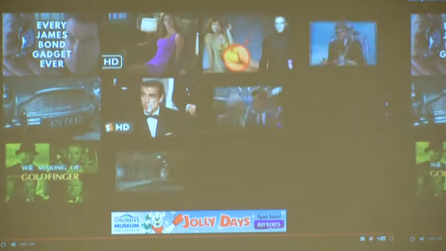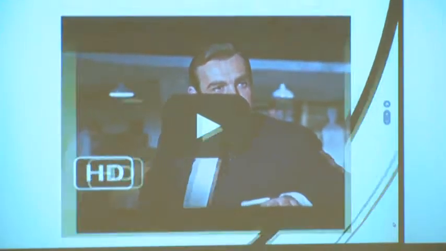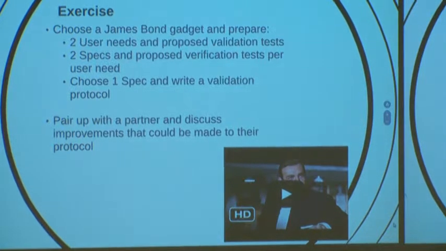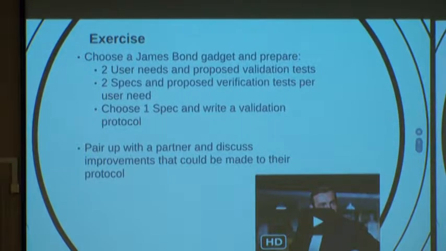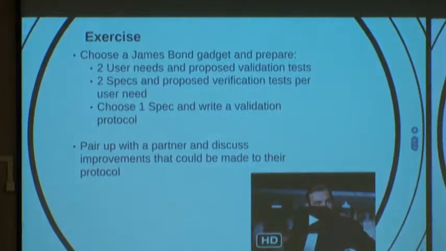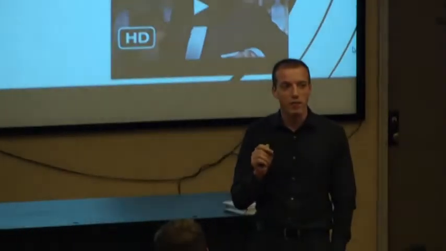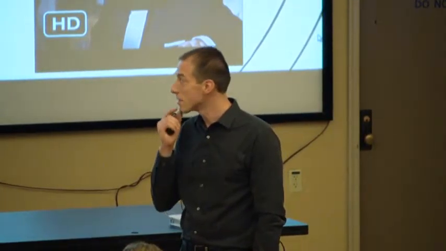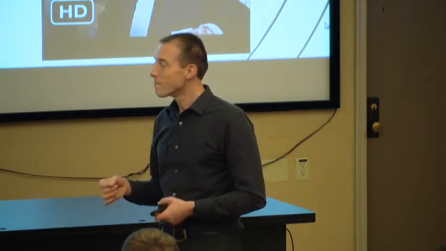All right, so our last exercise is going to be to go through and write a couple of user needs and validations, specifications, and verification tests, and then pick one of those and write a verification protocol, a test protocol. So you're going to come up with some kind of test that you're going to run on some type of James Bond gadget. Now, in the past, I've taken for granted that everybody would know who James Bond was and what a James Bond gadget was. That's not always been true.